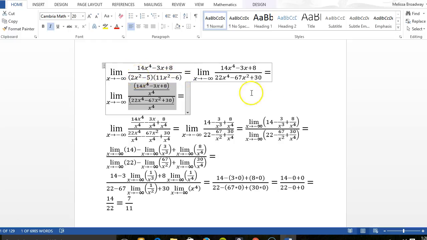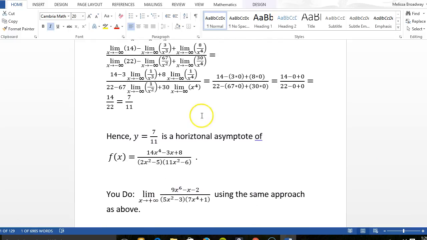Okay, and observe that in this case it was fruitful to go ahead and just multiply through. Nothing canceled, so there was no point in leaving these factors dangling. We may as well just go ahead and do FOIL distributive to get this. So y equals 7/11 is the horizontal asymptote of this guy here, our original term, that is.